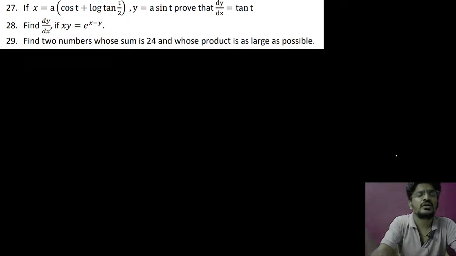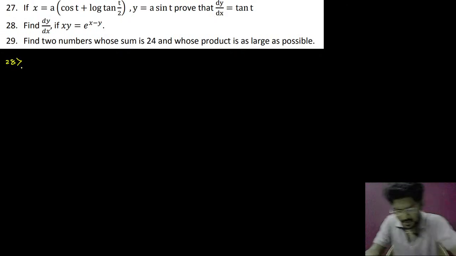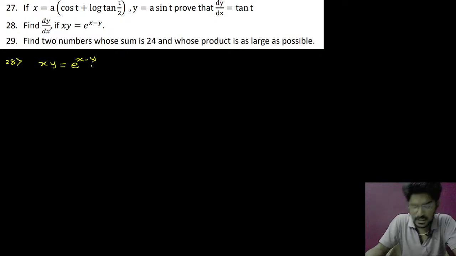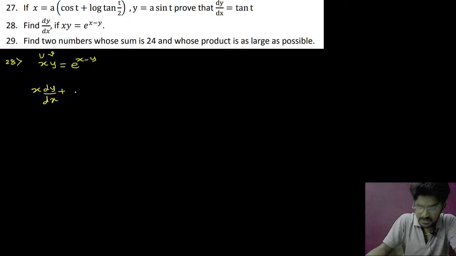Okay. That is problem number 28. Find dy by dx if x into y is equal to e to the power of x minus y. No problem. Here you have to apply the u into v rule. So therefore, x into dy by dx plus y into 1.